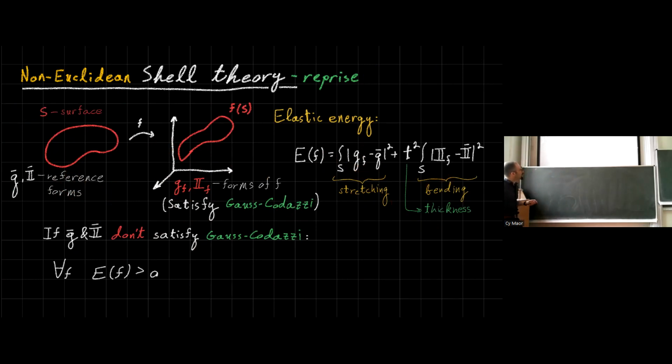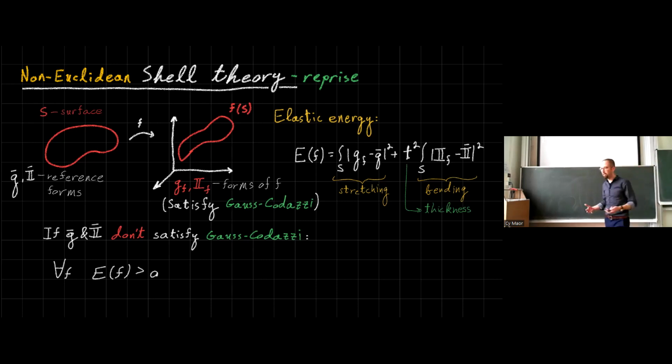But now, you see, look at this energy. The first fundamental form of f and the second fundamental form of f satisfy some constraints. The g bar and the second fundamental form bar do not satisfy, or may not satisfy. So if they don't satisfy, there is no way this energy can be 0, right? For any f, if g bar and the second fundamental form do not satisfy Gauss-Codazzi, then for any configuration, the energy is positive. This is the equivalent of having non-zero Riemannian curvature in the bulk case.